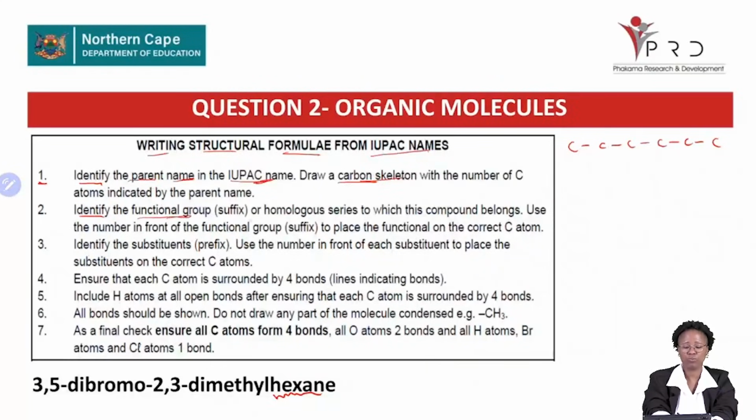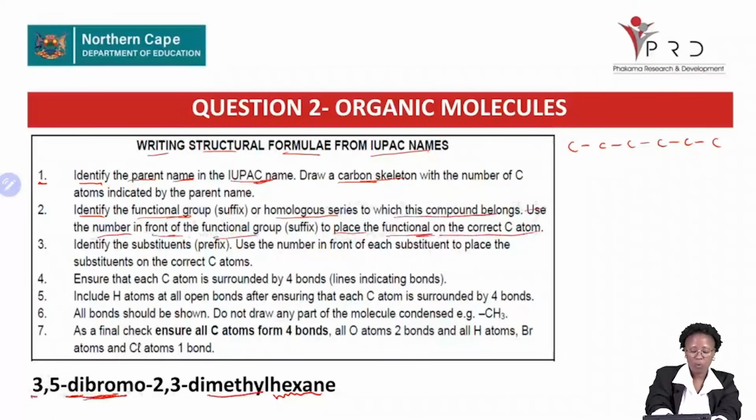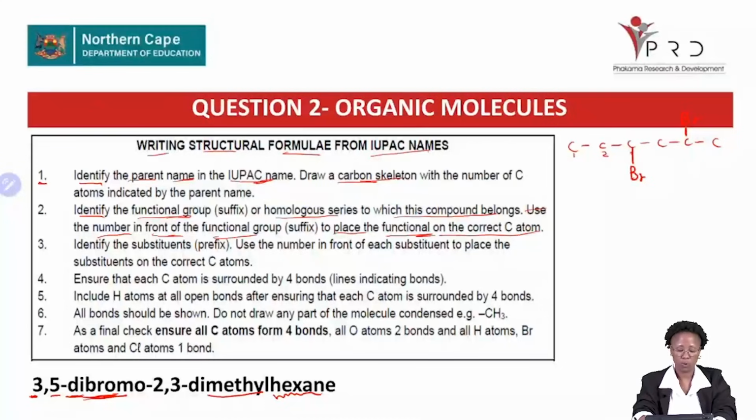Identify the functional group or the homologous series to which this compound belongs, and use the number in front of the functional group to place the functional group on the correct atom. Over here, I have a methyl, I have a bromo. So I'm going to start with the bromo. Where are the bromos? I have 2 bromos. How do I know? The di means 2. One is on carbon number 3 and one is on carbon number 5. So this is carbon number 1, 2, 3, on carbon number 3 I'm going to have a bromo, and on carbon number 5, 4, 5 over here, I'll have another bromo.